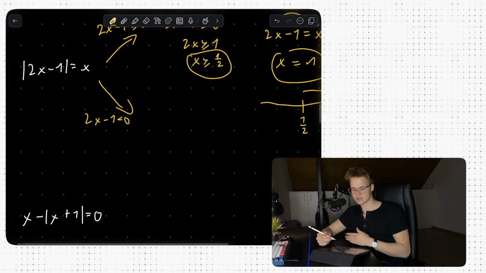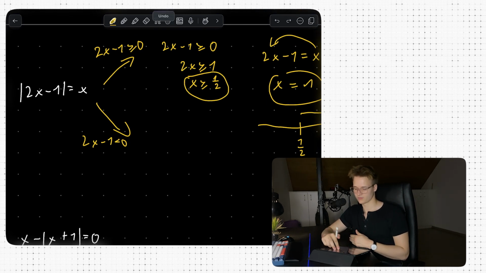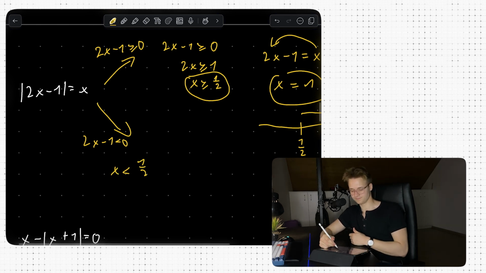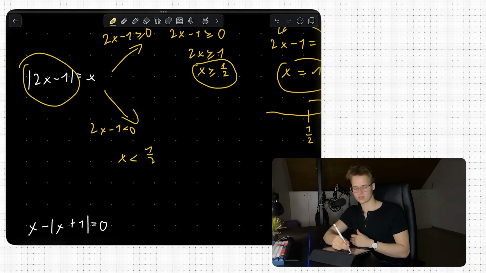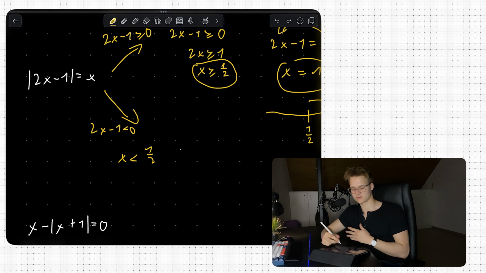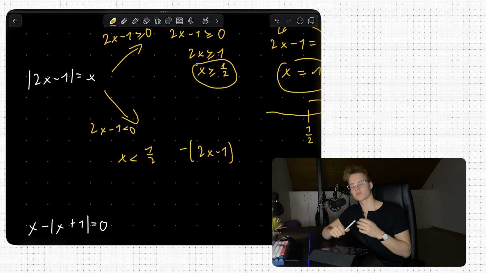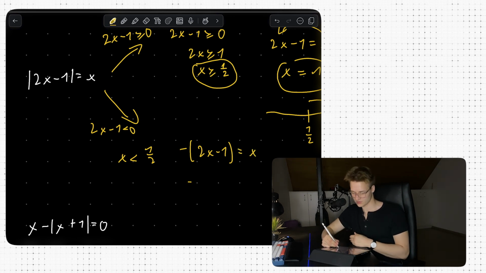Now, if 2x minus 1 is less than 0, then just flipping the sign here, we would get x is less than 1/2. And if x is less than 1/2, then this would be less than 0, so we would have to put a negative sign in front of it. So minus (2x minus 1). So we just replace the absolute value with parentheses and we add a negative sign in front of it. Equals x. Minus 2x plus 1 equals x, minus 3x equals minus 1, x equals 1/3.